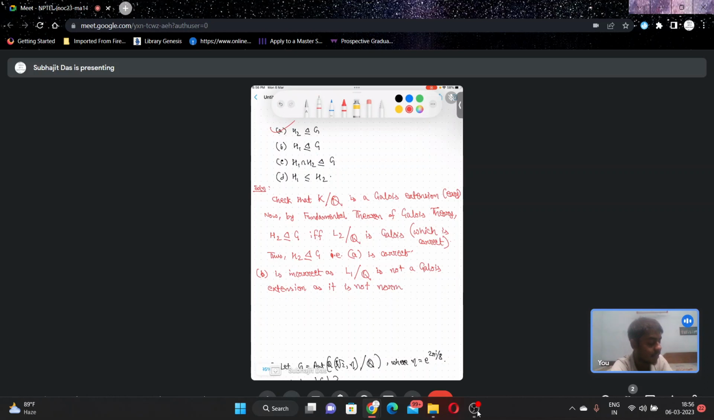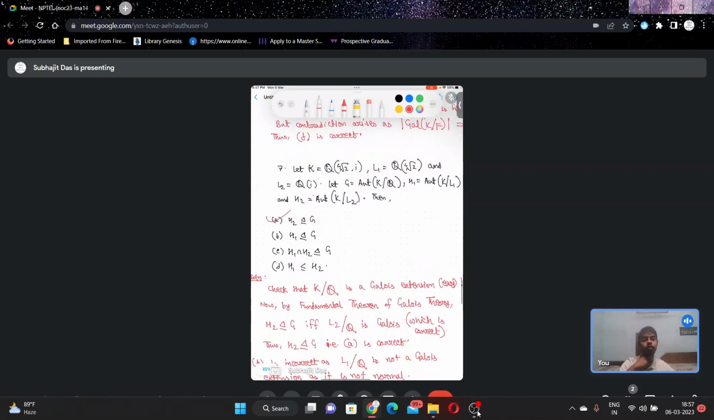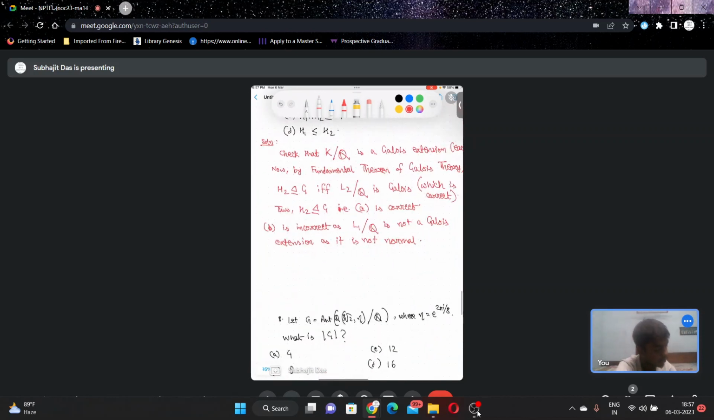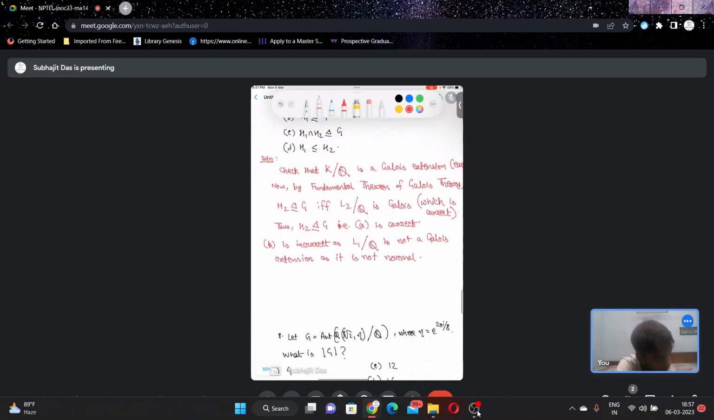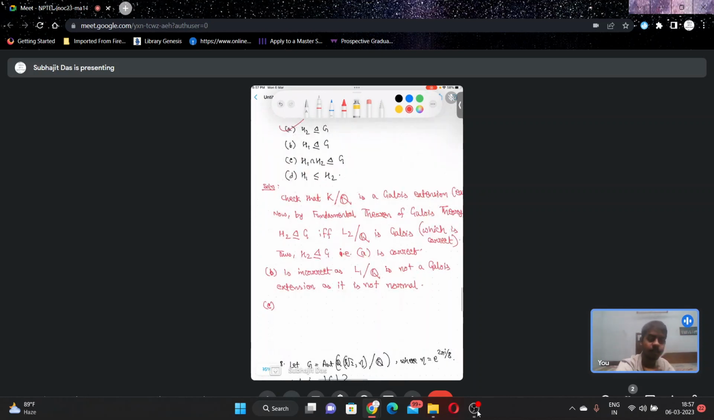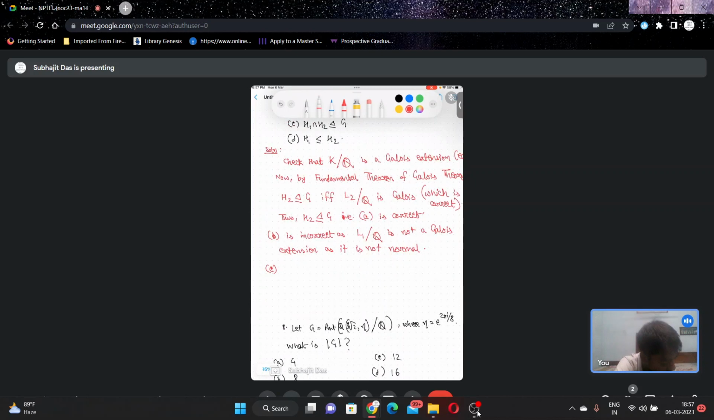You can check that this extension is not normal. You can just work with the irreducible polynomial x to the power 4 minus 2. It has one root in L1, but not all of its roots are in L1, right? So what is option C? H1 intersection H2 is a normal subgroup of G. This is true. C is again correct.